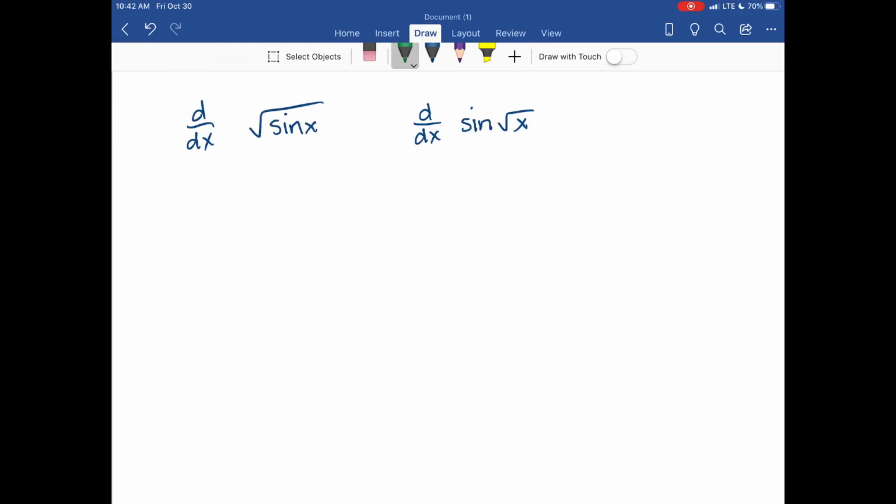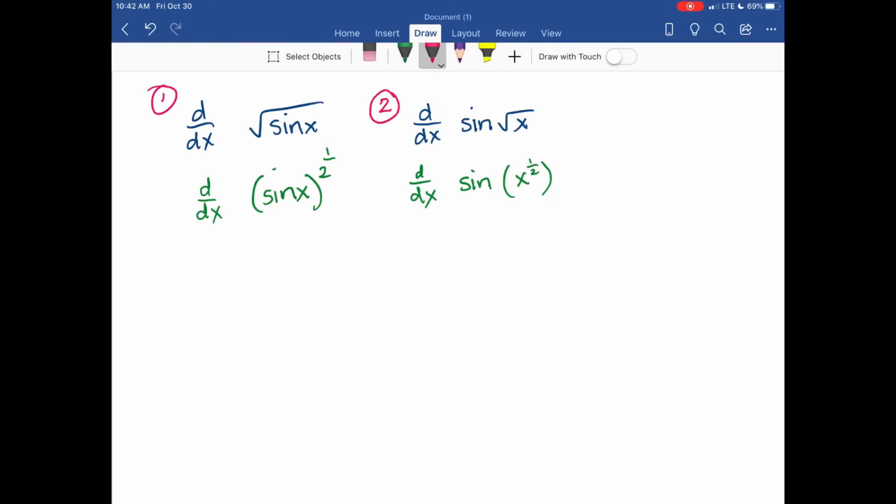Let's look at these two problems. I like putting them side by side because we can identify that these are both composite functions, but the f and the g are in different places. You'll notice for the first problem that the nested function is sine x, whereas in the second problem, the nested function is x to the 1/2. So let's do problem 1 first.